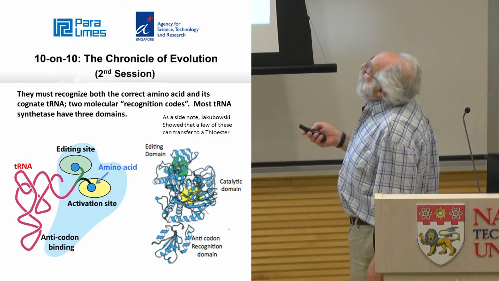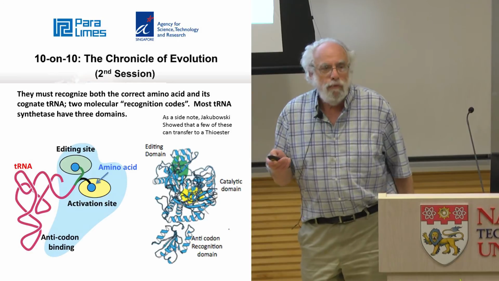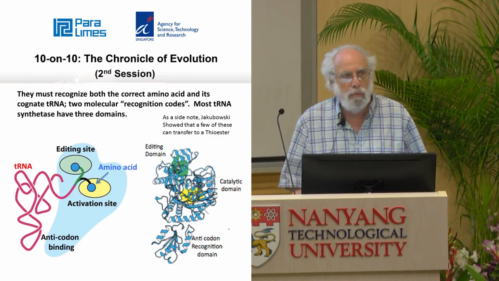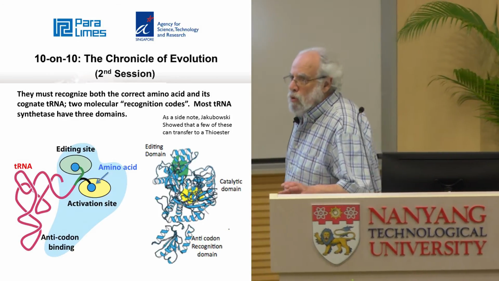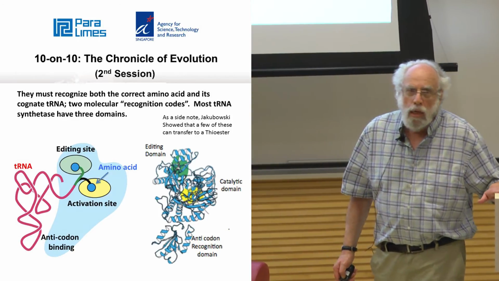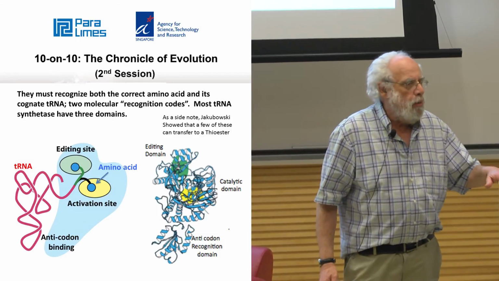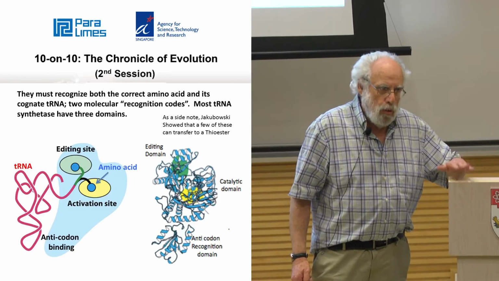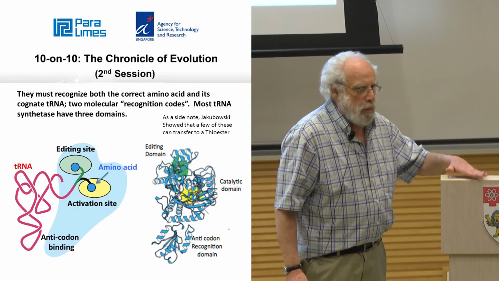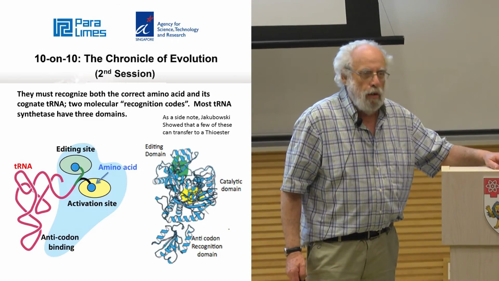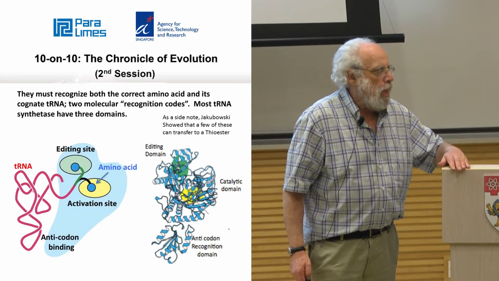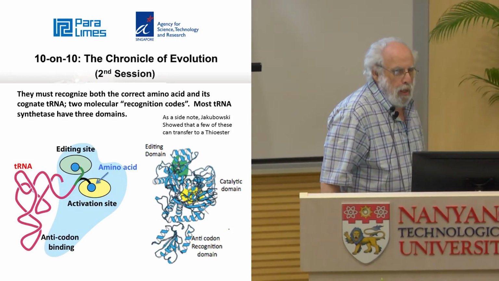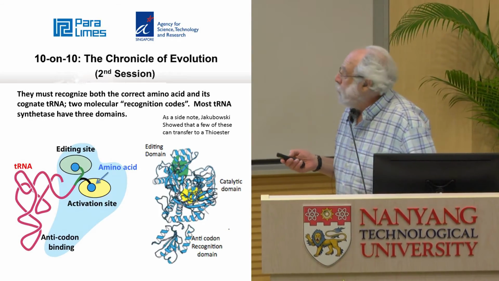A side note. Now, here's an interesting fact. It was determined by the work of Jakubowski many years ago that there was a site on the catalytic site that accepted the activated amino acid and made thioesters. They took ATP plus an amino acid. There was a site on there where it was something like cysteine, and you would get a thioester. So this has been something that's been lying around for quite a while.